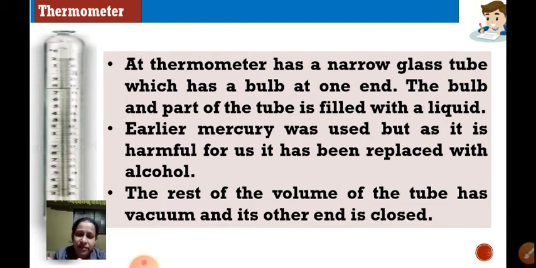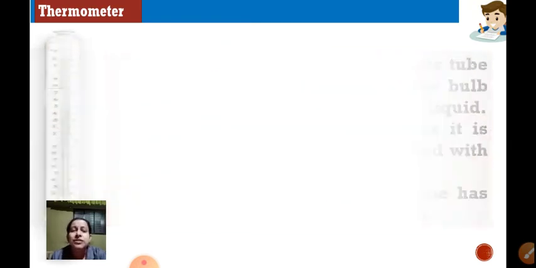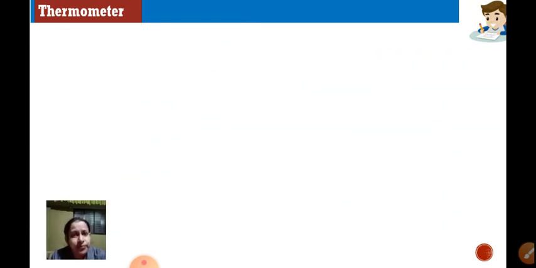The outer part of the thermometer is filled with vacuum, and the other end of the thermometer is closed. Fine. So this is regarding the thermometer, and the laboratory thermometer is designed in this manner.